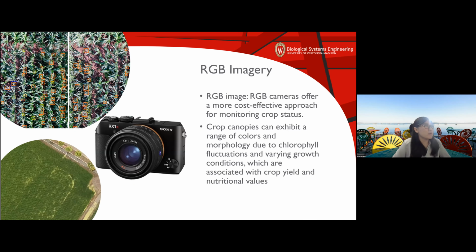In our project, we know the importance of hyperspectral data, but we also think other sensors could provide complementary information for the model development. So we also use RGB imagery, because we think the crop canopies can show some morphology variabilities due to chlorophyll fluctuations during the growth conditions. And this kind of information could be useful for our model development.